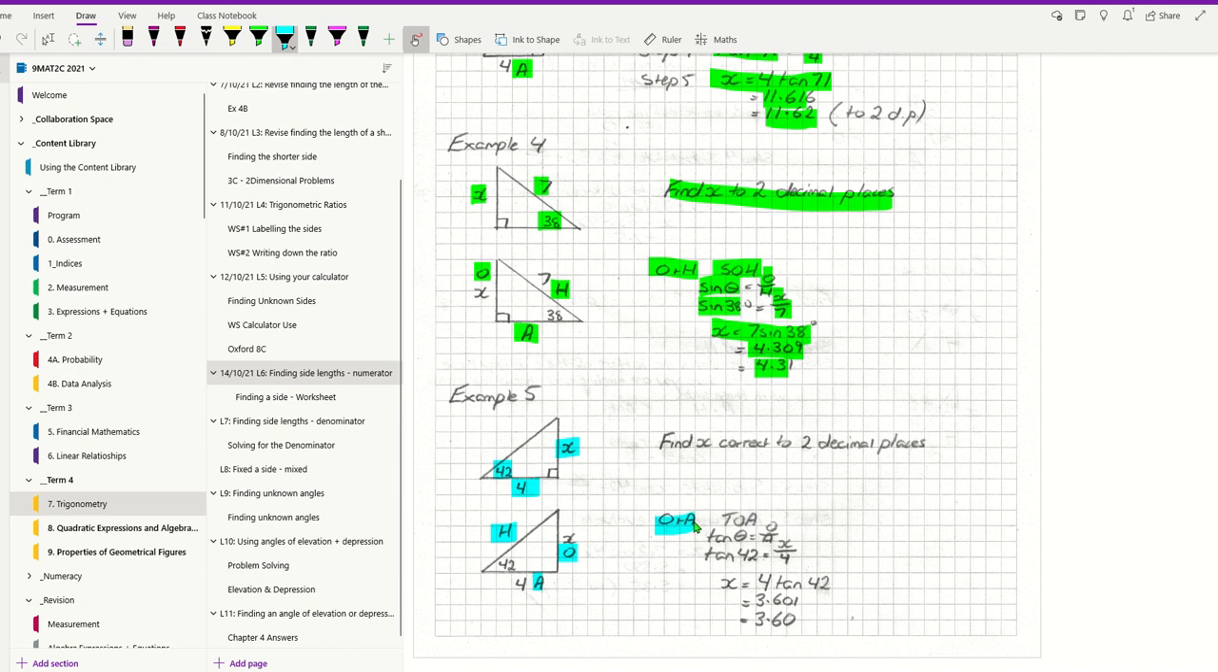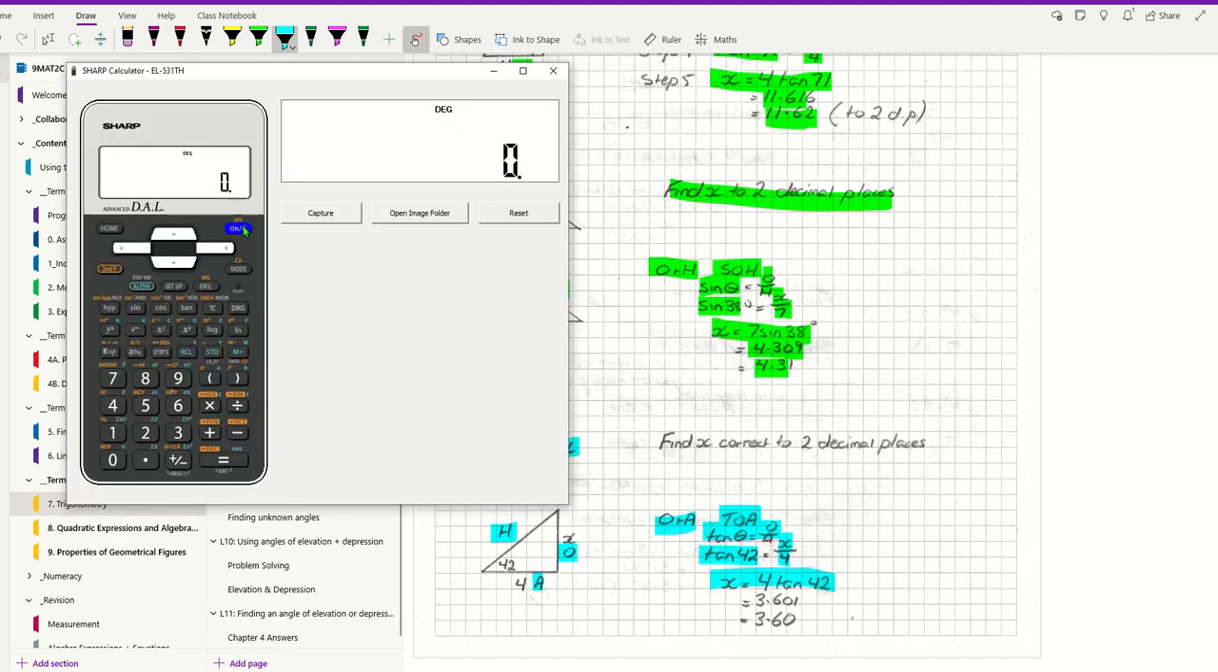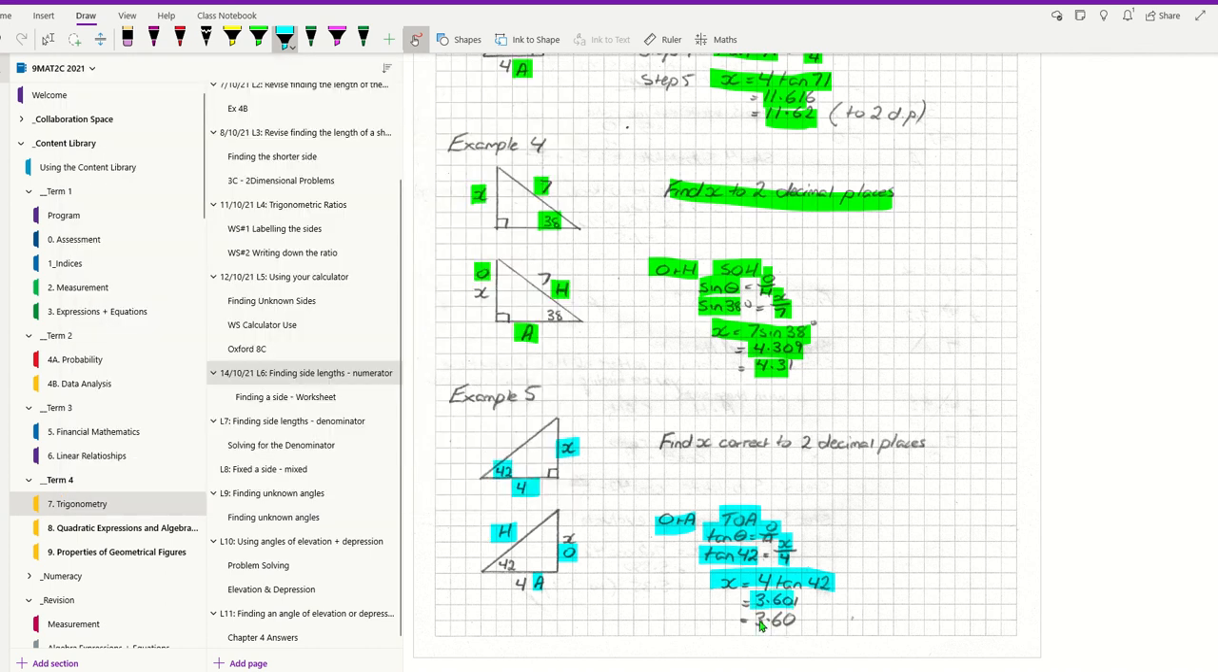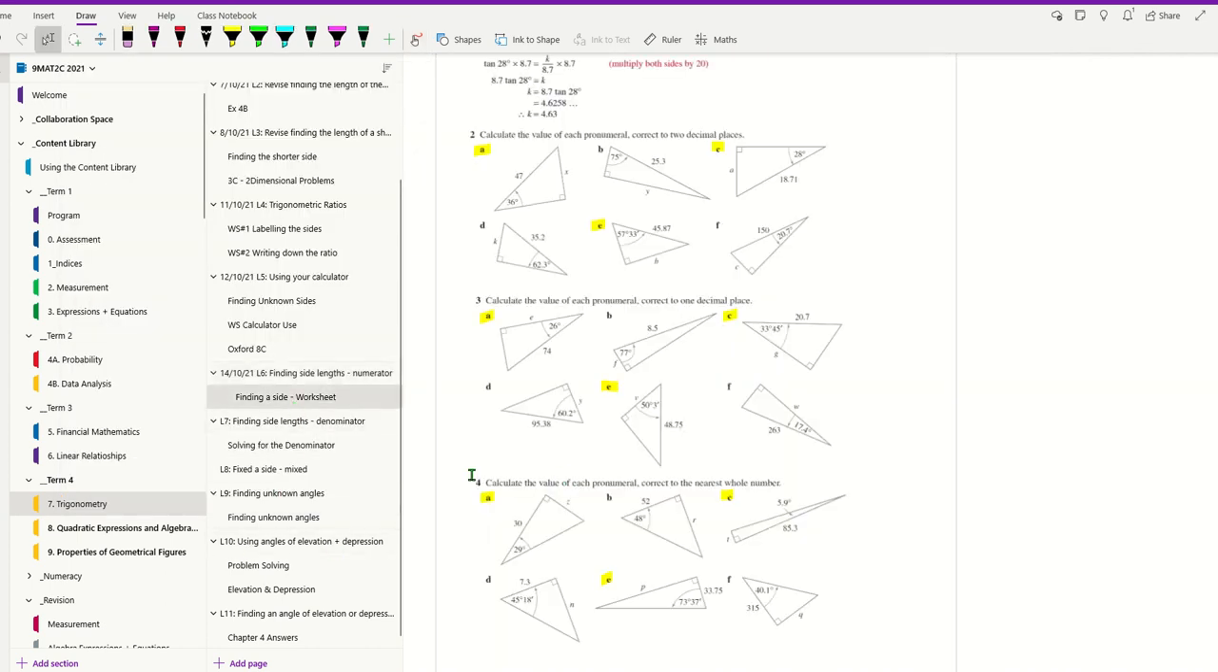So I've got O and A, the ratio that uses O and A is TOA. Tan theta equals O on A. Substituting in my numbers, tan, the angle is 42, O is X, A is 4. Again, when I rearrange them, I get X equals 4 tan 42. So again, coming to my calculator, I want 4 times tan 42 equals 3.601 or 3.60.